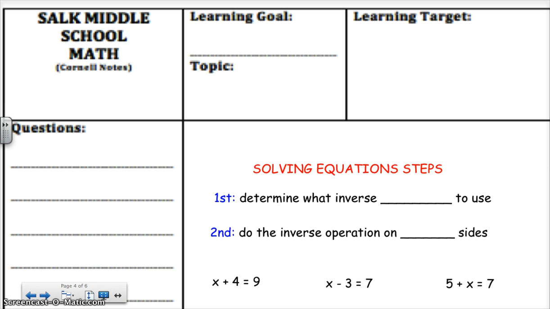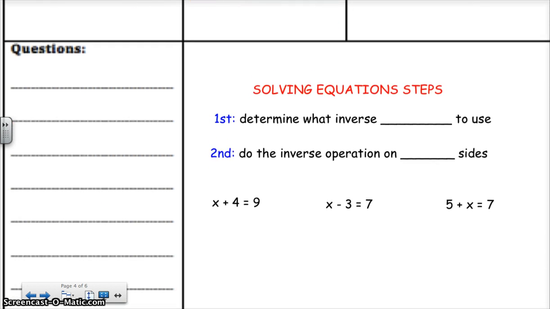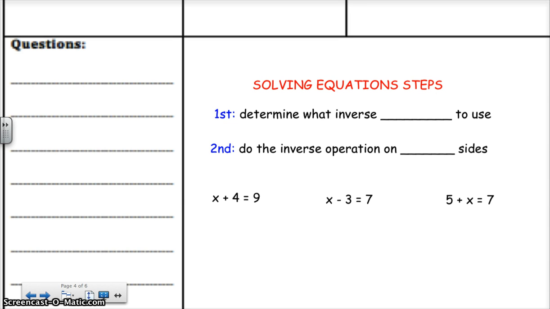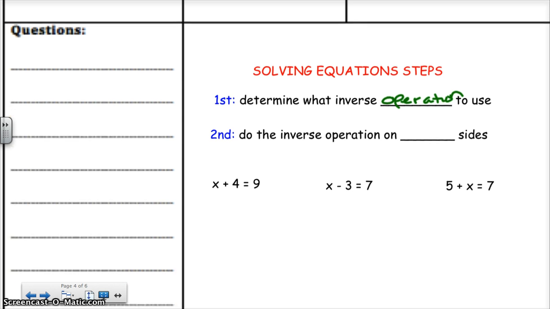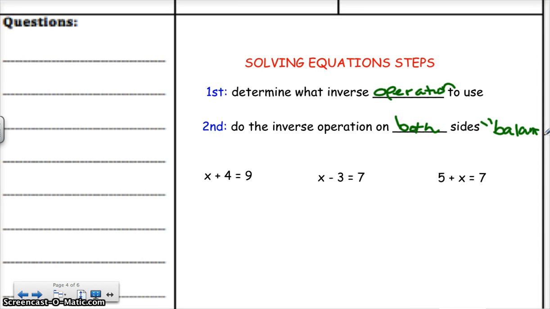The steps are laid out pretty explicitly here. First, determine what inverse operation to use. And secondly, do the inverse operation on both sides. That's the balance that I'm talking about. Algebra needs this balance.